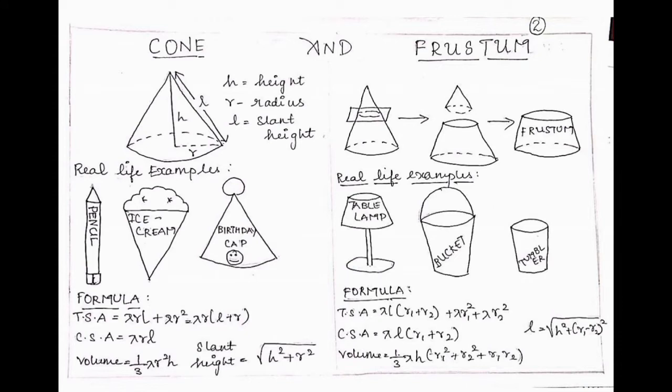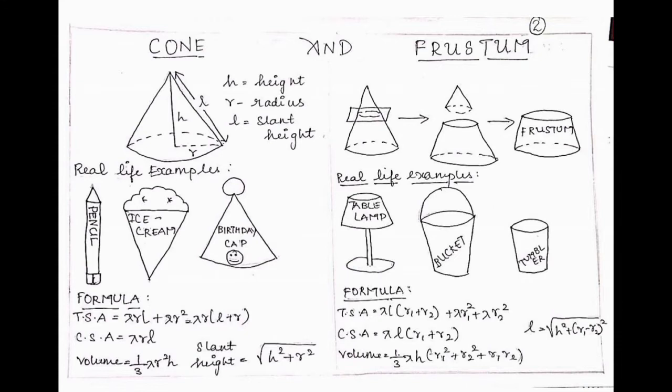So when the cone is divided into two halves, we will get the frustum. The bottom part of the cone is the frustum. So the real life examples of frustum are table lamp, bucket and tumbler.